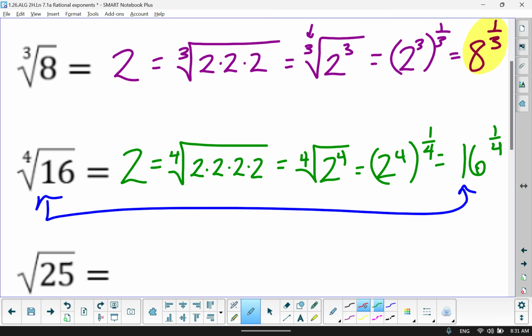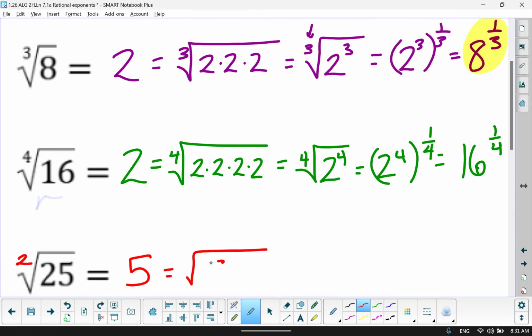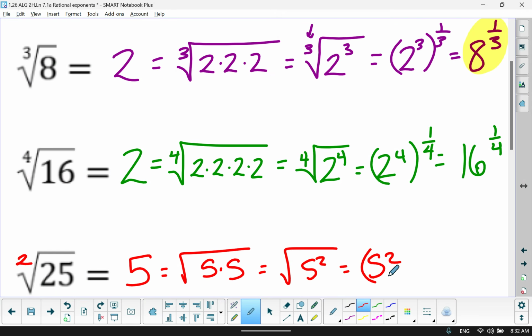Meanwhile, for the next one, again, no index, which means the square root, and many of you already know that's 5. Did you in fact write the square root of 5 times 5? Or did you write the square root of 5 squared, or 5 squared? Now, since this is an index of 2, changing that to a 1/2 power, or 25 to the 1/2.